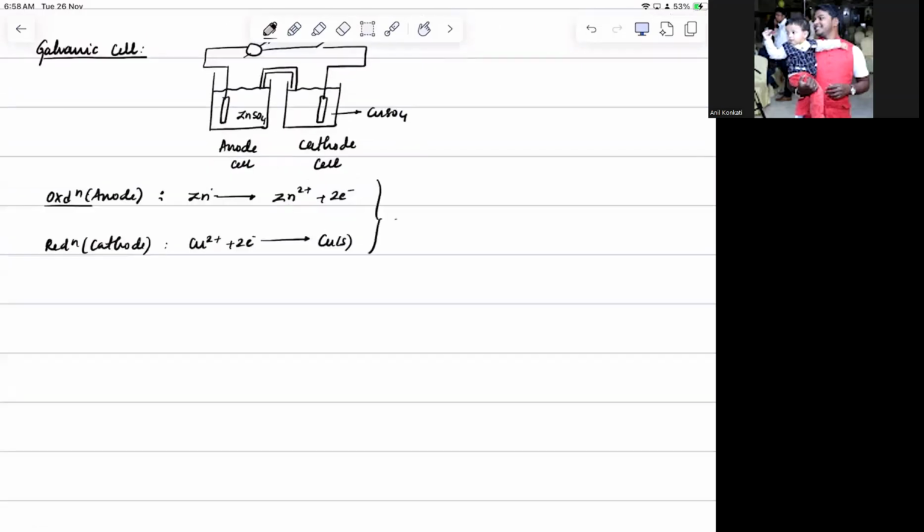Overall reaction is Zn plus Cu2+ gives Zn2+ plus Cu. See, the number of electrons given by the anode and the number of electrons taken by the cathode should always be the same. Okay.